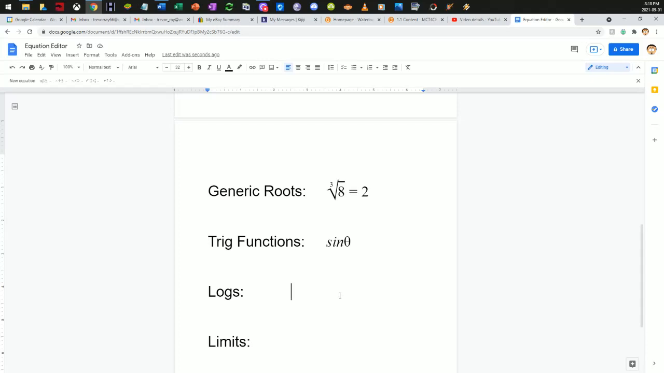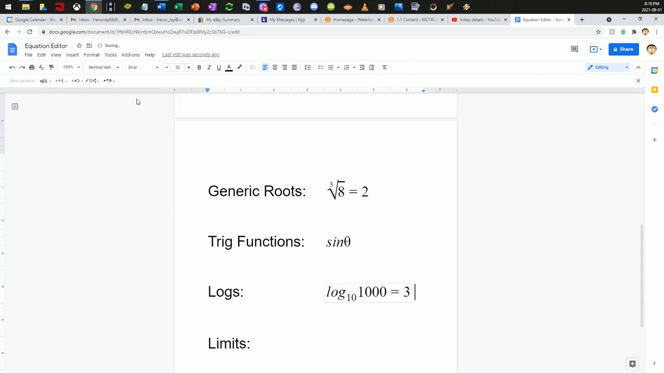For logs, go over here, insert equation, and again, if I look around here, I don't really see anything for logs. We can fake it a little bit. So what I'm going to do is choose this X subscript A, and I'm going to choose log subscript 10 to be log base 10 of 1,000, and that would be 3.